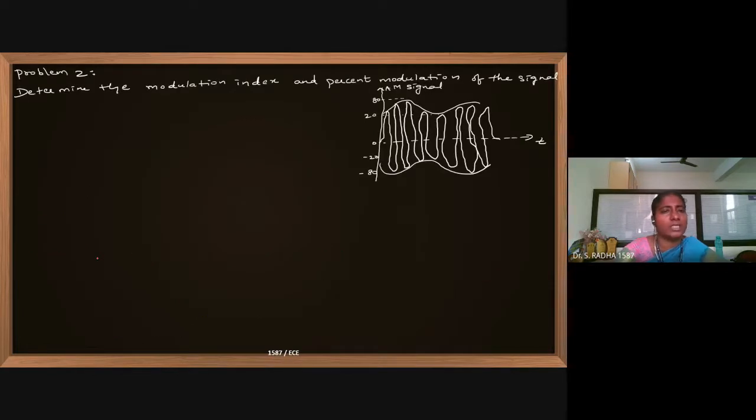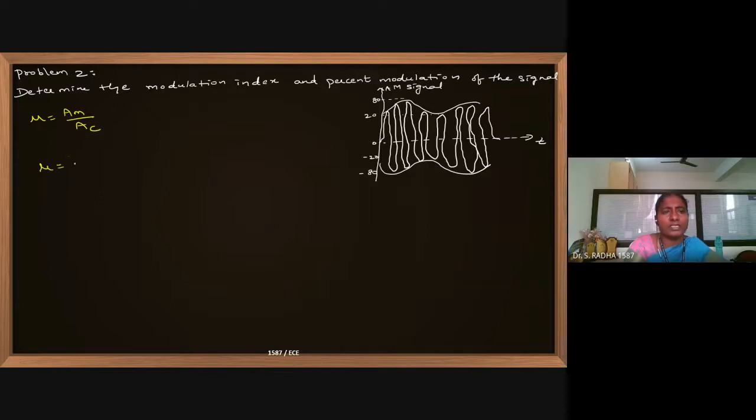Now the next question. Determine the modulation index and the percentage modulation. So for modulation index, we have different formulas. One formula we have used just now, AM by AC.